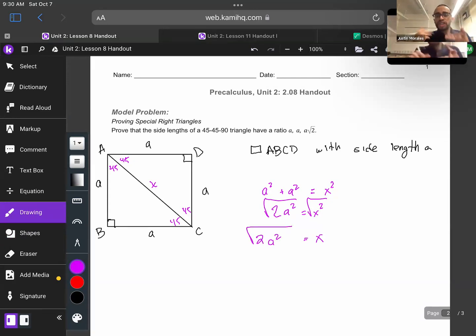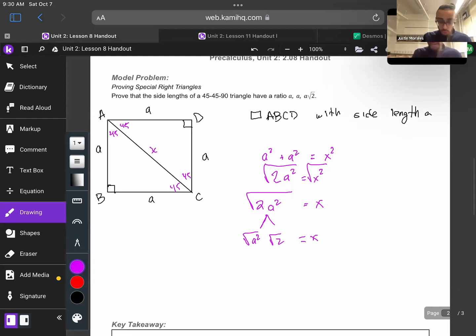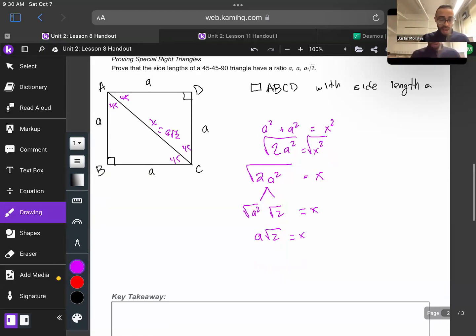But we could further simplify that. I could break this into the square root of A squared times the square root of 2, because 2 times A squared is 2A squared. And then the square root of A squared is A. We cannot further simplify radical 2. So we get X is equal to A radical 2. And we see that special right triangle. We proved it, that in a 45, 45, 90 right triangle, we have the relationship.